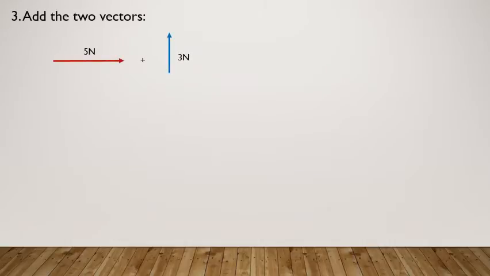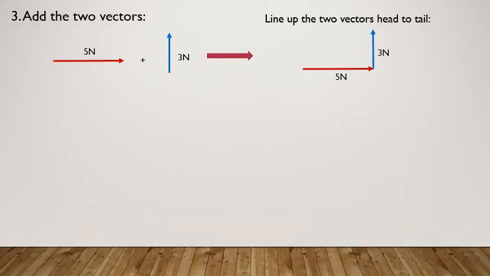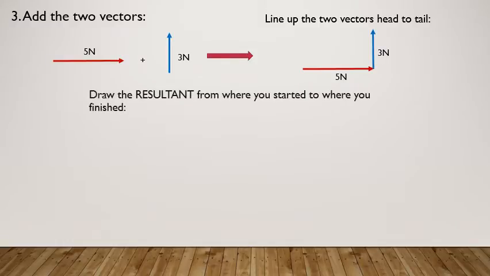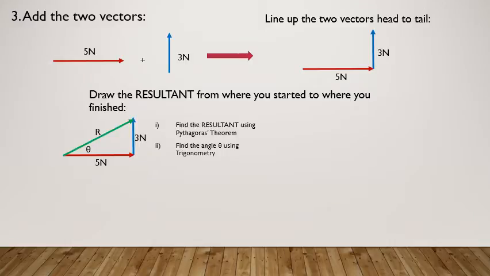Again, slightly harder one. This time, the 3 Newton vector is north, the 5 Newton vector is east. Line them up just like we did before, head to tail. Draw the resultant from where you started to where you finished, like that. Pop in the angle theta. And now we need to find the resultant using Pythagoras and find the angle theta using some trig.